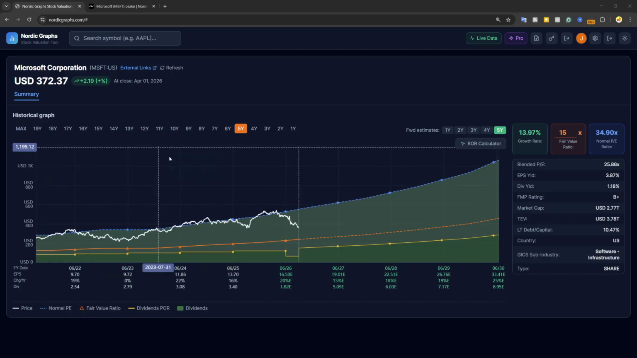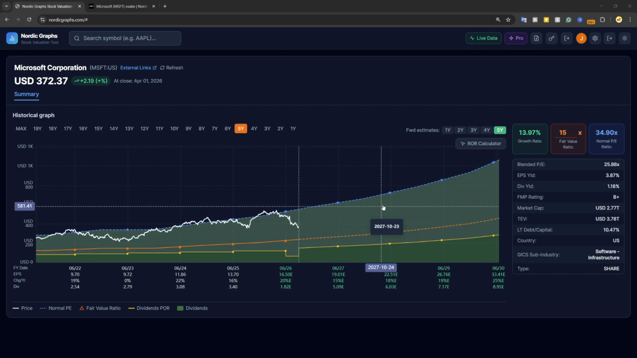In this tool, we currently have 5 years of forward-looking estimates from analyst consensus estimates, and we also have 5 years of history, and based on these, it's calculating the normal PE ratio. So it has been valued at almost a PE of 35. The growth rate based on this history and forward-looking values is around 14% currently.